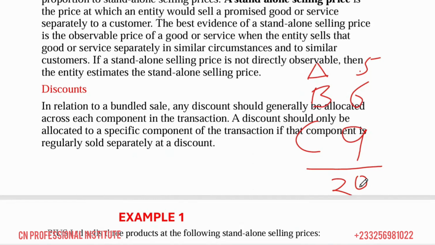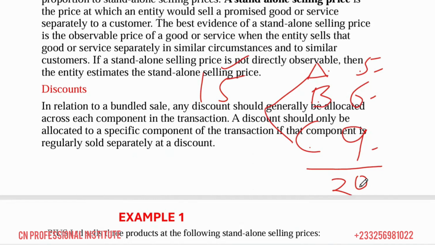But this is what you do. You normally combine the 3 and sell them for what? 15 cedis. Put all the 3 together and sell them for 15 cedis. This 15 cedis is what we call the transaction price. Are you following? A, B, C are the separate performance obligations. These 5, 6, and 9 are what we call stand-alone selling prices.